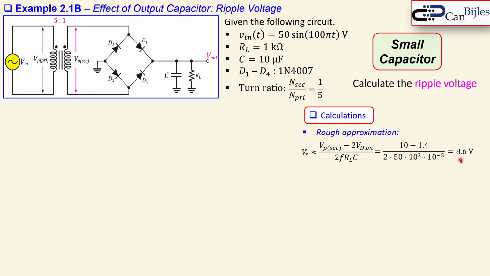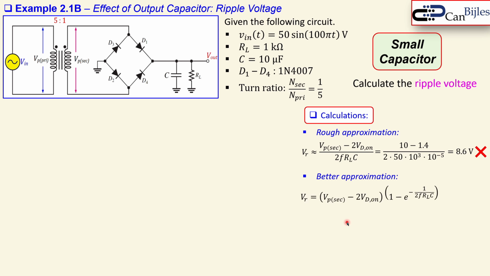Now you get 8.6 volts, so that's a really large value, because you get 10 volts peak, and then minus this, there will be 8.6 from this, so it is a ridiculous value, so it is also invalid. So this is again not possible for this situation.